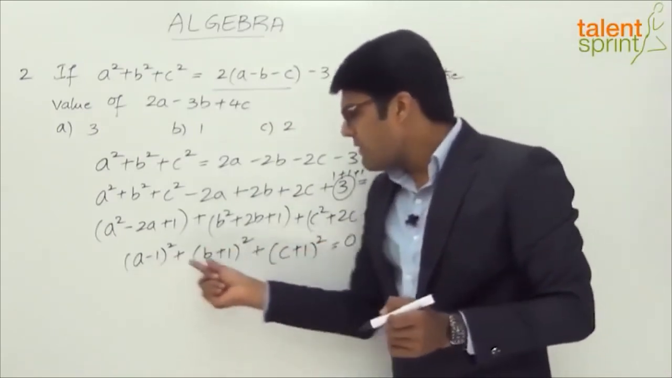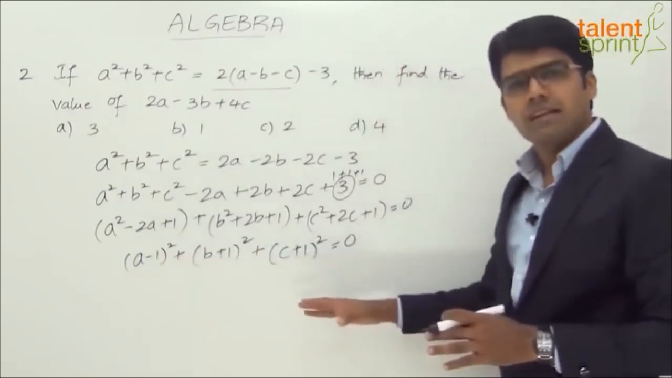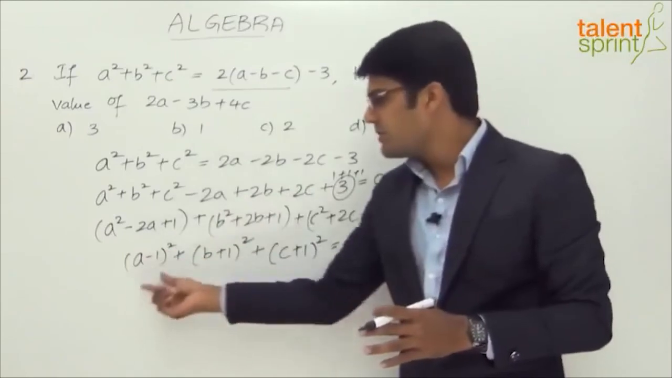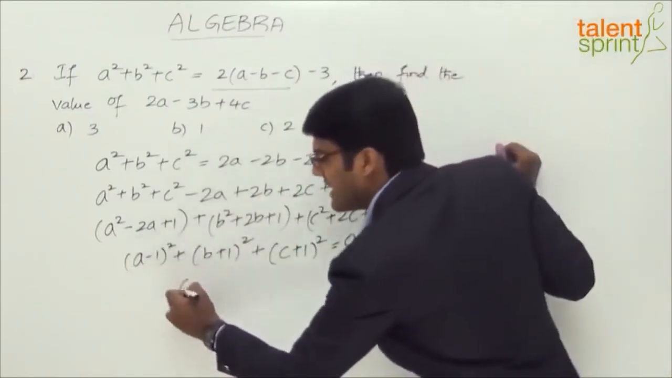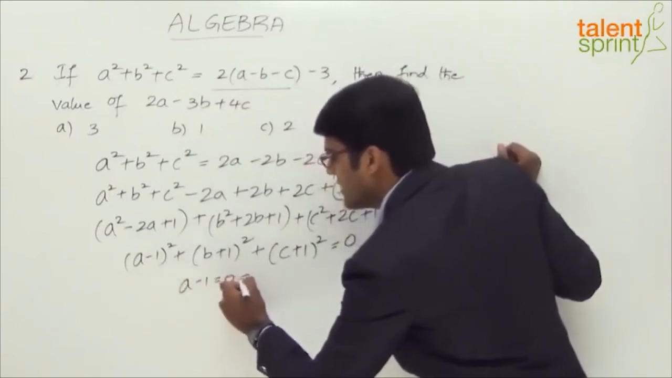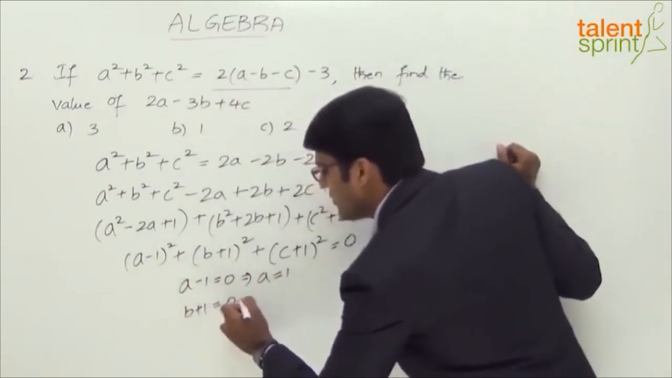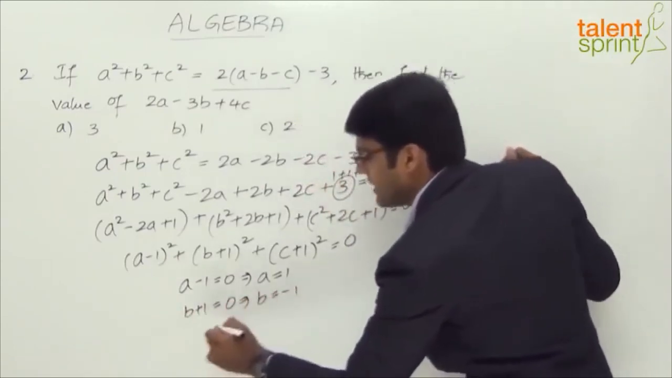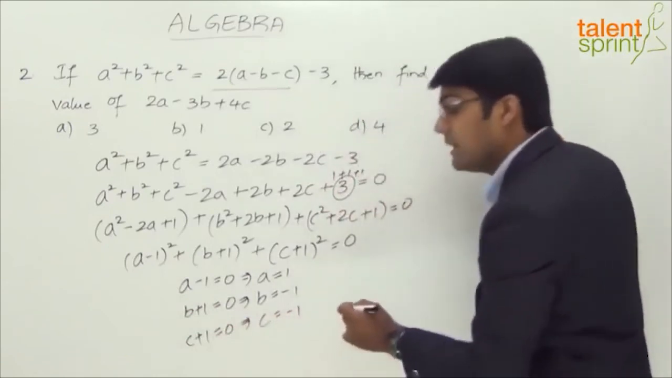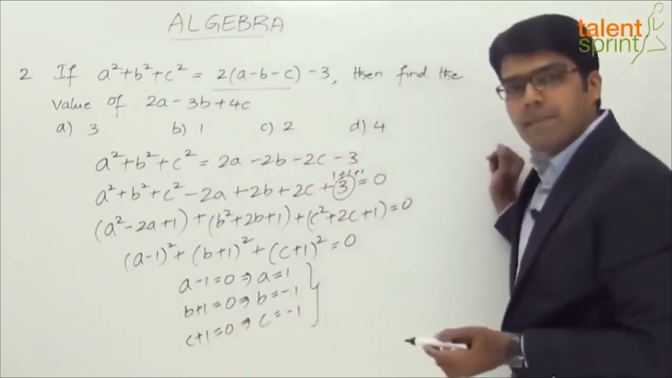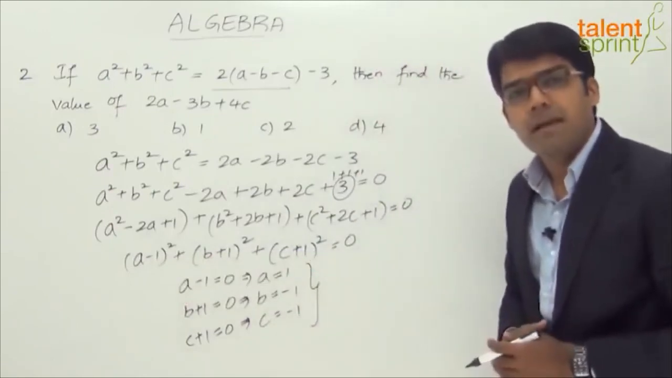Now sum of 3 terms is equal to 0. The easiest solution will be to equate each one of them to 0, right? Let's assume every term is 0. 0 plus 0 plus 0 will be equal to 0. So if this is 0, what happens? a minus 1 equals 0 implies a is equal to 1. b plus 1 equals 0, which implies b equals minus 1. And c plus 1 equals 0 implies c equals minus 1. Again, you need not write all these 3 steps in the exam and waste your time, right? You can understand that a should be 1 and b and c have to be minus 1 there.